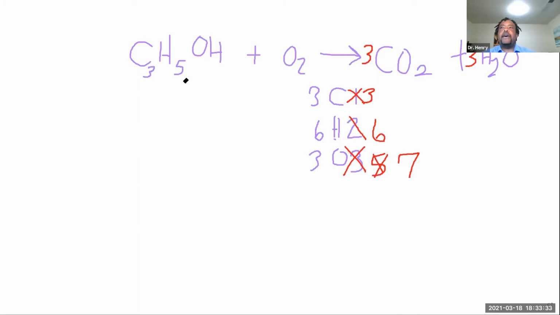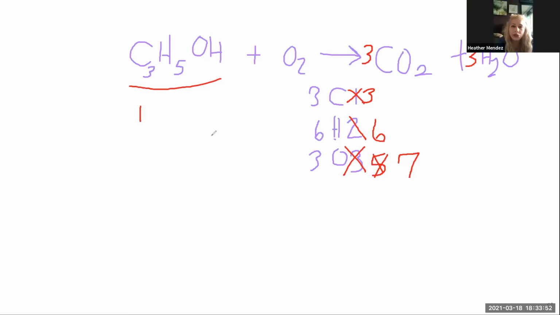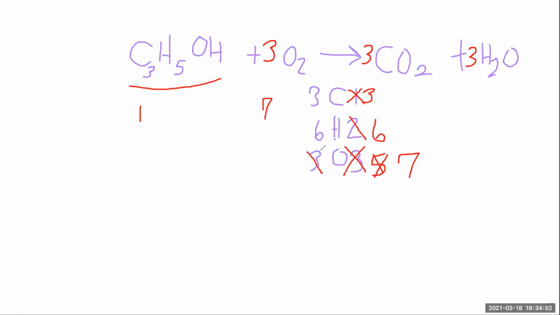How many oxygens do I have in this compound? 3. In this compound alone, how many oxygens do I have? 1. I have 1 oxygen, right? So if I only have 1 oxygen here, put a 3 in front of the O2. If I put a 3 in front of the O2, then that gives me a total of how many? 7. Okay, so then that gives me my 7, right?